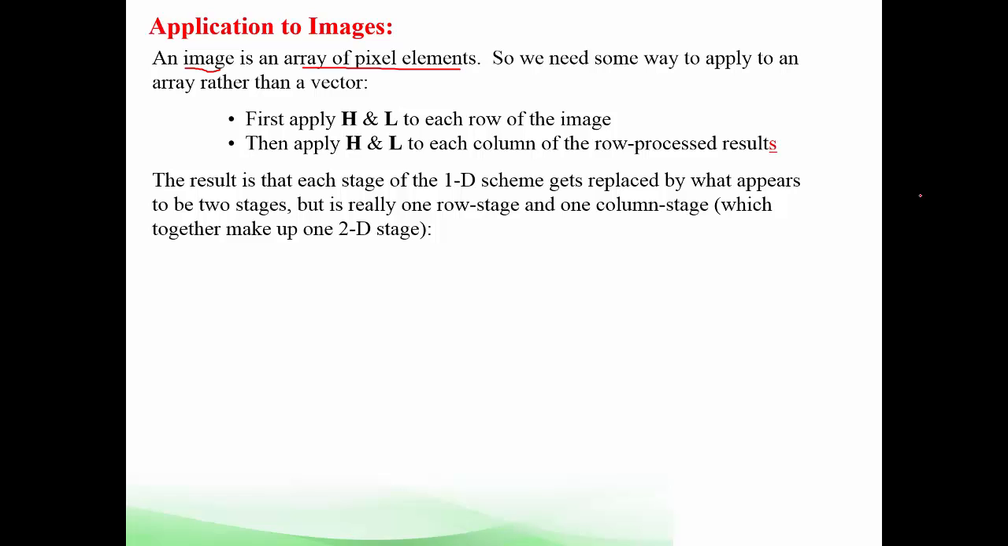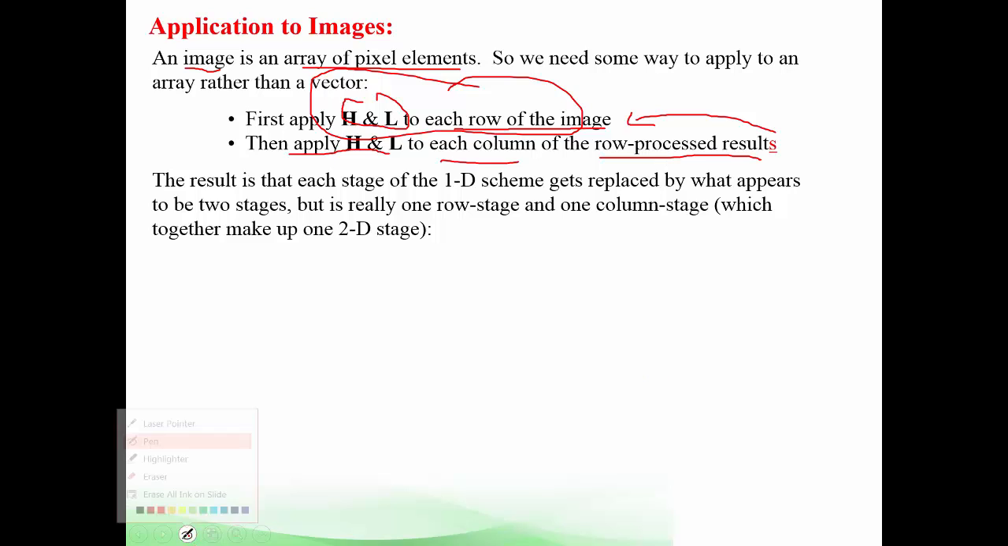Now, like I said, one way that we can think about doing that is basically converting the image into some number of vectors. What we're going to do is actually equivalent to that. So what we're going to do is first apply our H and L to each row of the image. So there we've kind of vectorized it to some extent. Then what we're going to do is take the result of those and apply H and L to each column of the row processed results. Okay, so that's kind of key. We'll see some pictures later to see how this works.